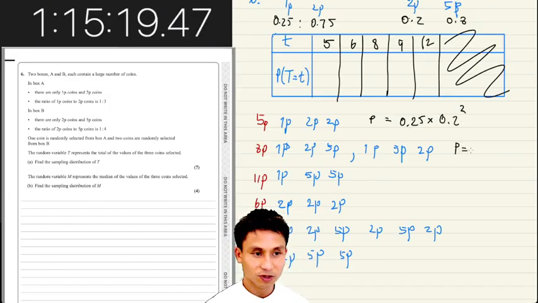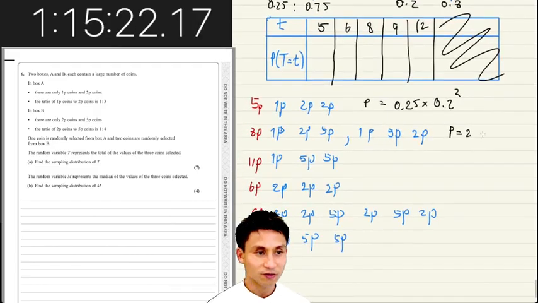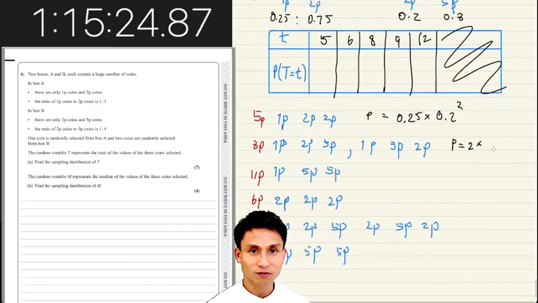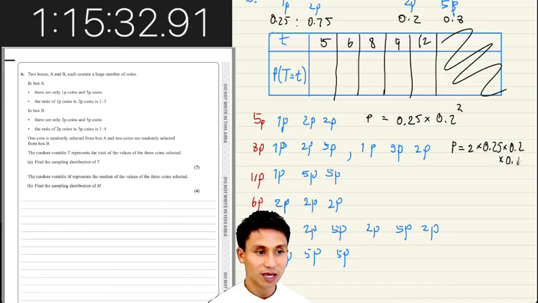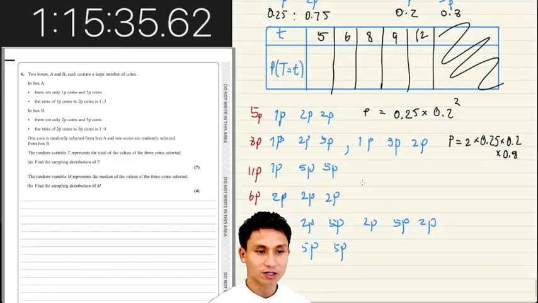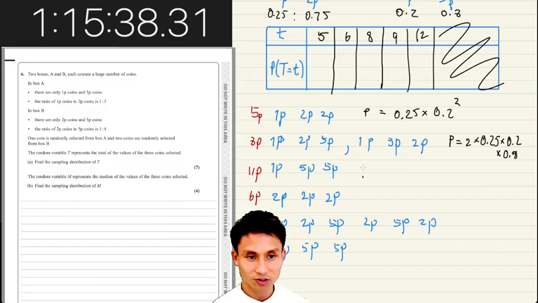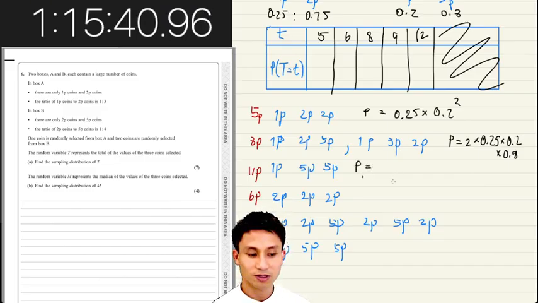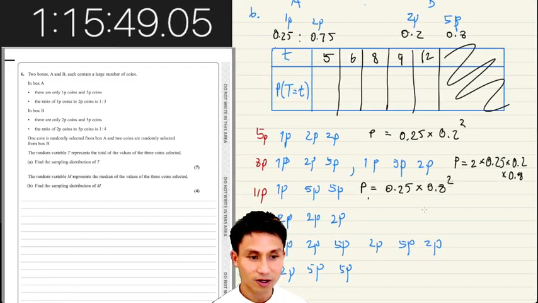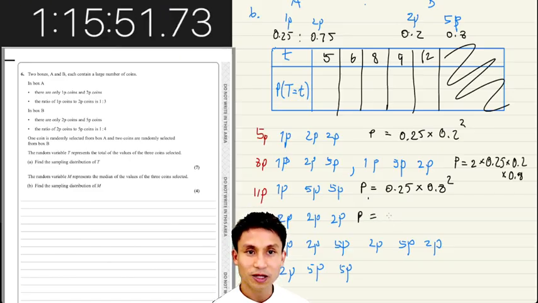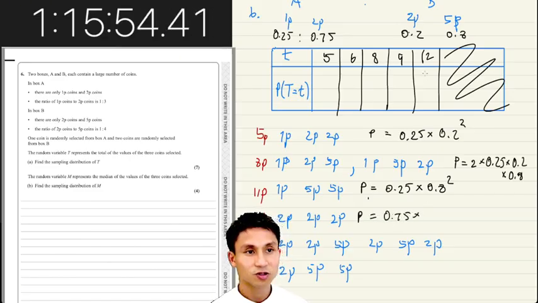The second case here, we need to multiply by 2 and only consider one of them. So that will be 2 times the 1 pence from box A, which is 0.25. 5 pence from box B is, or 2 pence, 0.2, and the other one is 0.8. Right? I'm going to put it in a calculator at once. So I'm just going to do the numbers here first. So 1 pence from box A is 0.25. Both 5 pence from box B is 0.8 squared. This one, 2 pence from box A, 0.75. 2 pence both from box B is 0.2 squared.